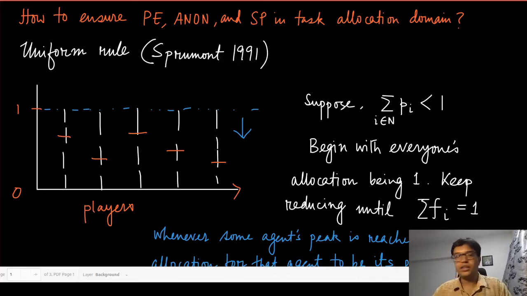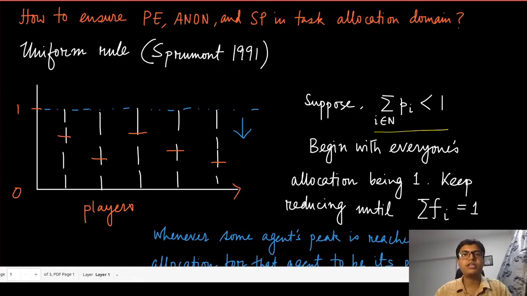So let us, without loss of generality, assume that the sum of these peaks is less than 1, which means that the sum of the most favorite allocations of this task does not allocate the job completely, so therefore some agents have to be overloaded. Now how do we overload? So this mechanism starts in the following way.